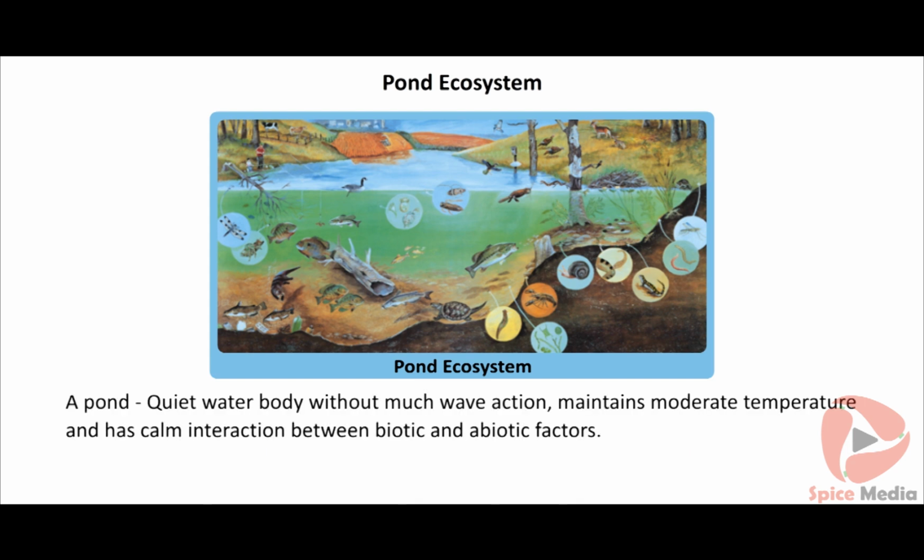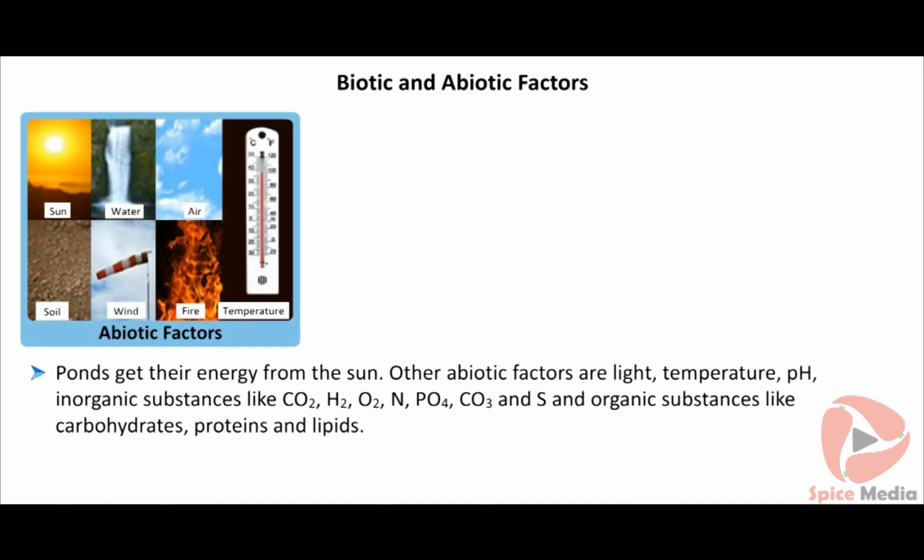Pond ecosystem is the best example for aquatic ecosystem. A pond is a quiet body of water without much wave action and nominal temperature from top to bottom, and its ecosystem runs smoothly with an interaction between biotic and abiotic factors. Click on the animation button to know about the forest ecosystem. Ponds get their energy from the sun.